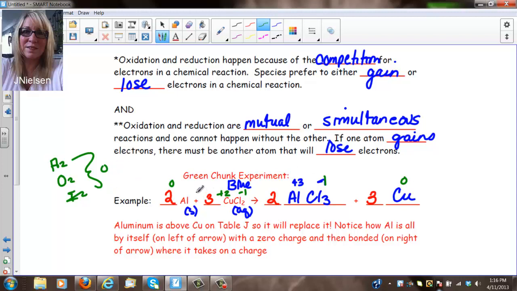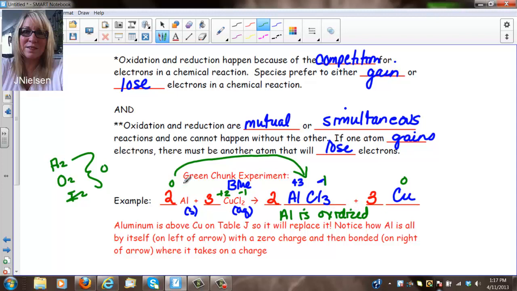So I just want you to see that my aluminum is going from a 0 charge to a +3 charge. Now think of aluminum. Aluminum has 13 protons and 13 electrons. So if it gives up 3 electrons, it will have 13 protons and 10 electrons, which will give it +3. So this went from 0 to +3. It lost electrons, so when it loses, it becomes oxidation. So technically, aluminum is oxidized in this reaction.